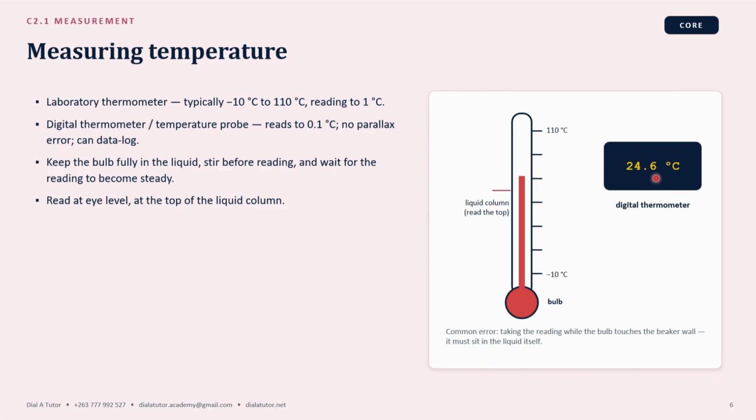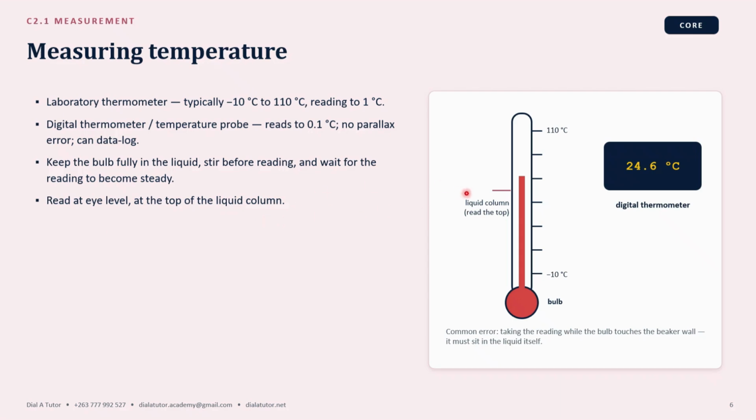One of the things that people must take note of is that when you're using a thermometer, you must keep the bulb in the liquid. You must also stir and wait until the reading is steady. All right. Now, as you can see, keep the bulb fully in the liquid, stir before reading, and wait for the reading to become steady. Read at eye level at the top of the liquid column. You must also read at eye level.